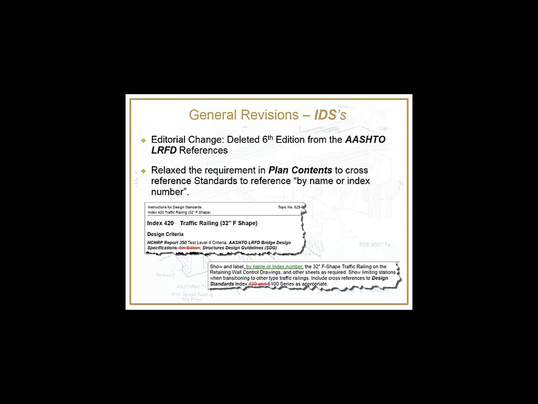We also have, I guess, relaxed the criteria for referencing standards in the plans. Some were interpreting that we had to list the index number and the index name when we're calling out something in the roadway or structures plans, but the intention really is either or. That information is enough for the contractor to follow up with the designer's intent.